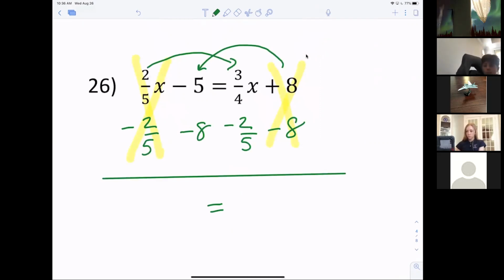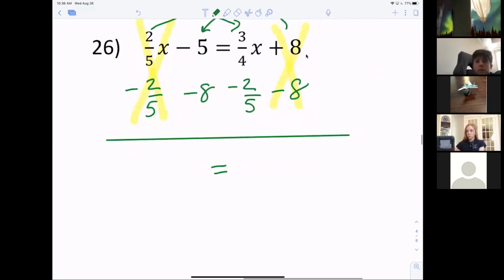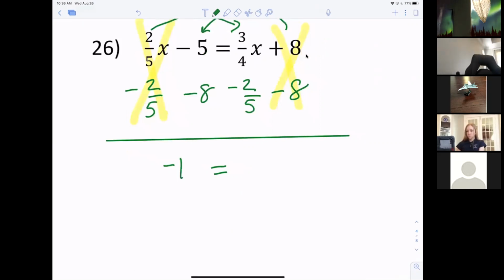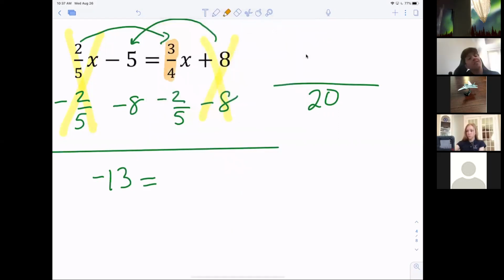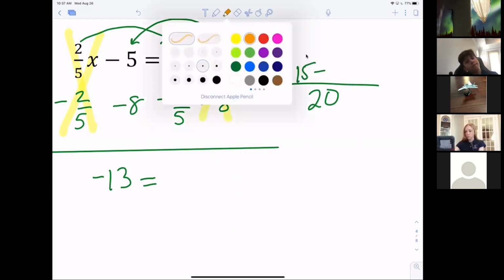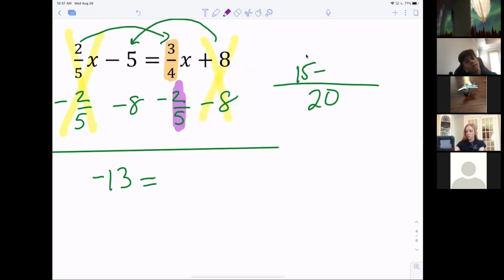3/4 minus 2/5 and -5 minus 8. Well, I've waited patiently, so that's -13. So they agree with that. Now, what's the common denominator here, guys? 20. Now notice, big fraction bar. What am I multiplying the first fraction by? 5. What's 5 times 3? 15 minus. Now what am I multiplying the second fraction by? 4. 2 times 4 is 8.